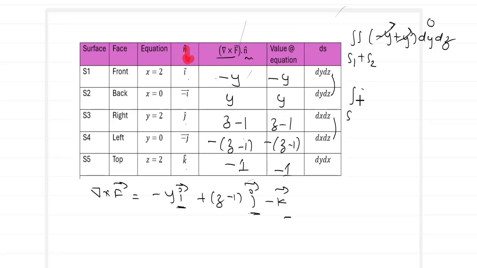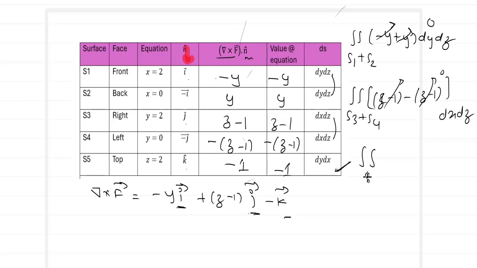When I club my S3 and S4, what will happen? I will have (z minus 1) minus (z minus 1). With respect to what is going to be the derivative? It is dx dz. So the surface is dx dz. So this cancels off again, one with respect to the other, leaving you with 0. What is the only quantity to be evaluated for the surface now? It is the double integral over your S5. The quantity is minus 1 dy dx. So now we will go on for the evaluation.